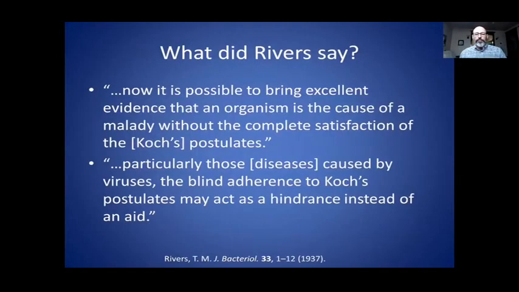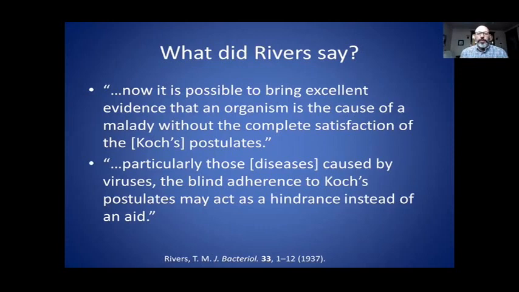So I went and looked at Rivers' article from 1937 where he laid out these 6 criteria. And I found a few interesting quotes to help us learn a little bit more detail about what he was saying. The first quote: "Now it is possible to bring excellent evidence that an organism is the cause of a malady without complete satisfaction of Koch's postulates." So basically he's saying that you can skip the steps that are not included in his criteria and still prove that a virus causes a disease.